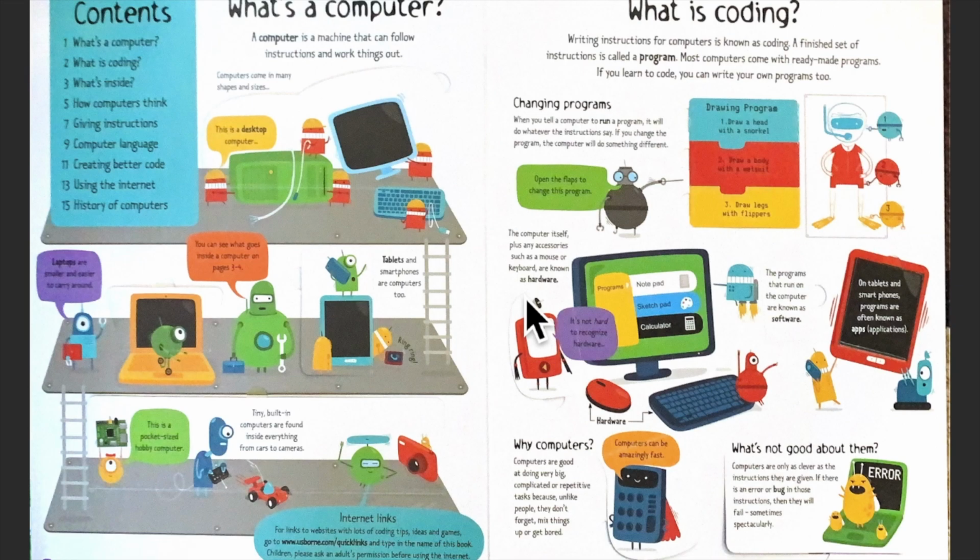Now, let's look at how computers are built and what coding is. Coding is basically a set of instructions for computers to do what is said. A finished set of instructions is called a program. A program is basically a set of instructions. If I want a computer to do something and I have it from the beginning, step 1 to step 10, that is a program. Most computers come with ready-made programs. If you learn to code, you can write your own programs too.